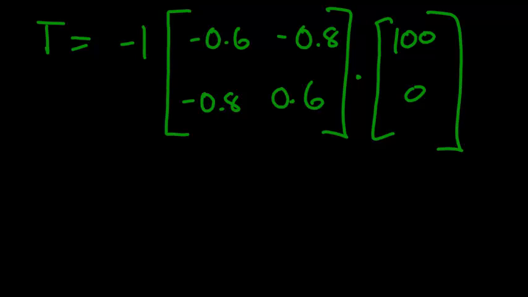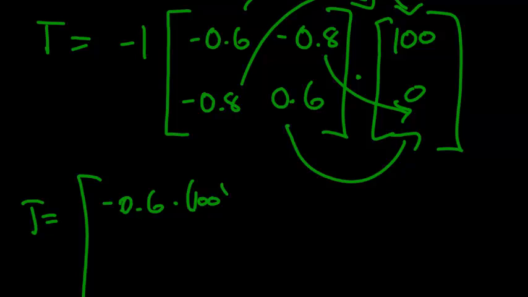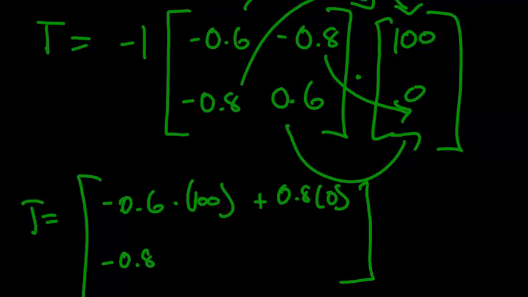So when we solve for this now, we multiply this term by that term, and this term by that term, and add them together, so that T is equal to negative 0.6 times 100 plus 0.8 times 0, and then negative 0.8 times 100 plus 0.6 times 0.